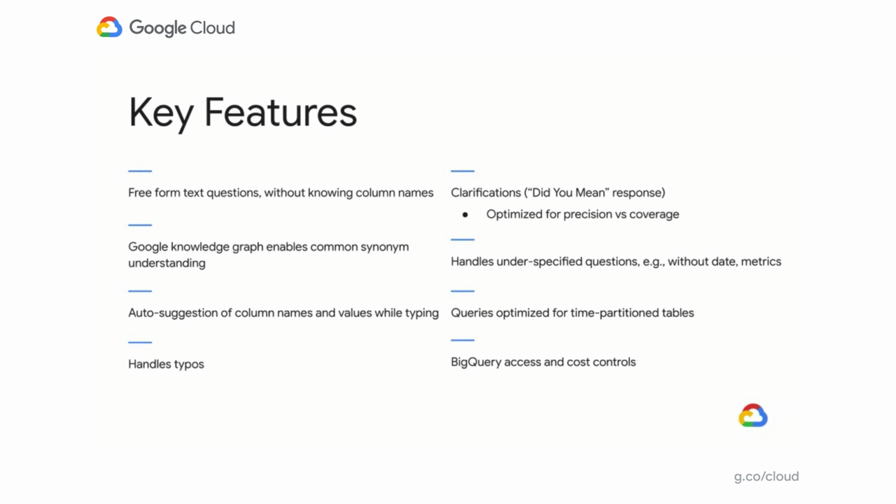And if we do not understand the question fully, we return a clarification. We are optimized for precision versus coverage. So if we are not sure, we'll just ask, did you mean X or did you mean Y? We have a setup that enables answering incomplete questions. As an example, if I just said top products and did not mention I wanted by revenue, revenue could have been set up as a default metric, and we will return an answer just by saying top products.